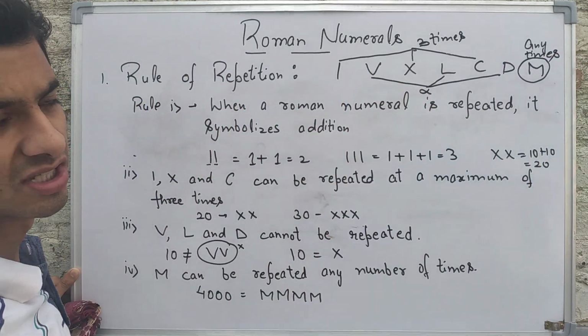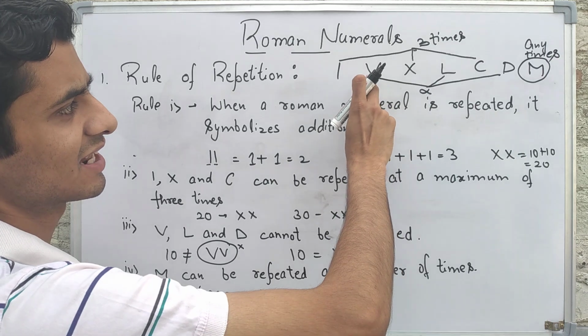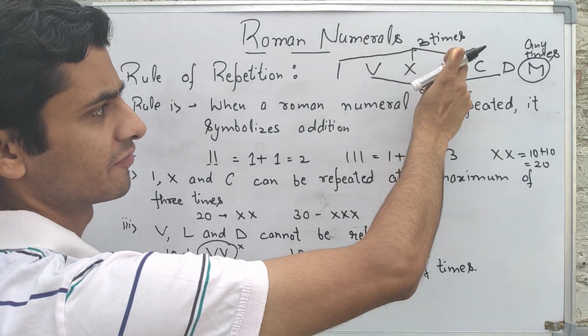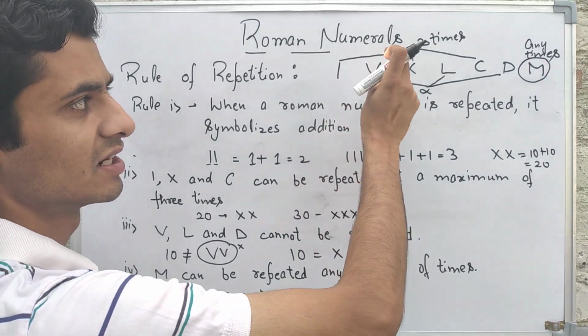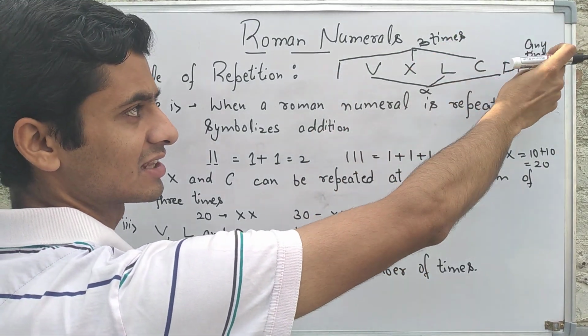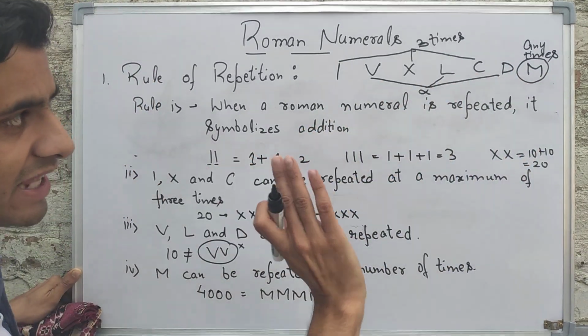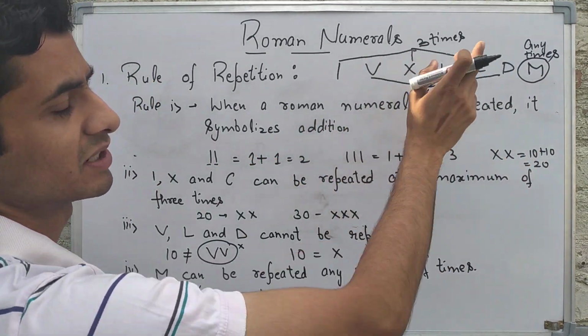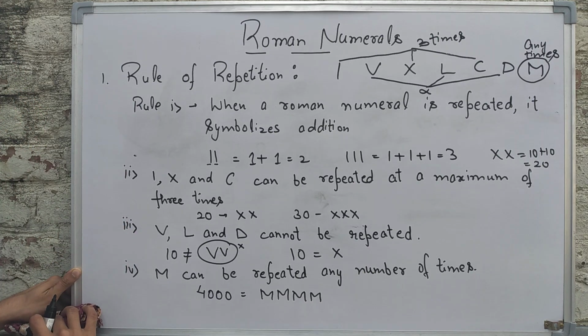So by this chart also you can learn: the alternates, or these in 5s, 5, 50, 500, cannot be repeated. 1, 10, 100, 1000 can be repeated. This is the biggest one, it can be repeated any number of times. These can be repeated up to 3 times only. So this was the first rule, rule of repetition.